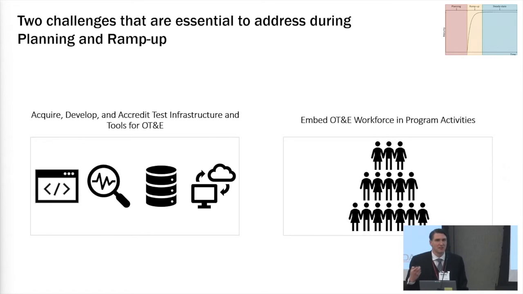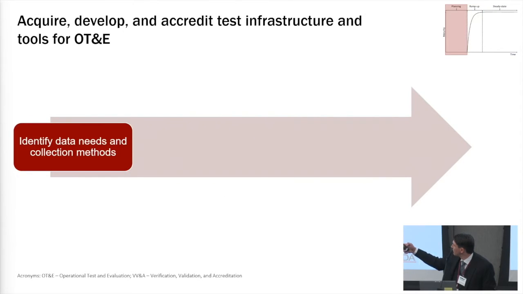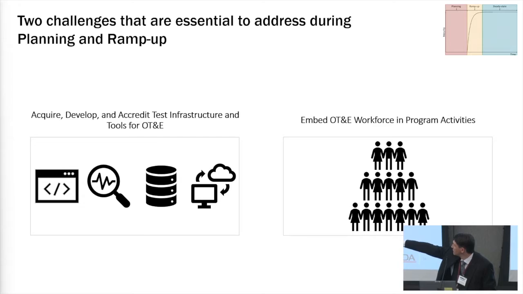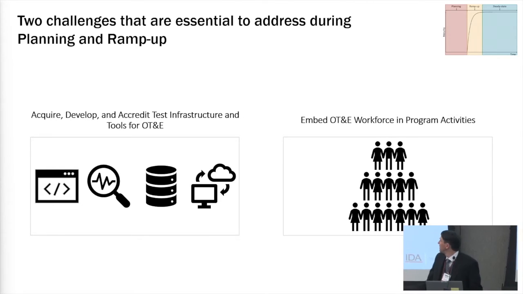So the two challenges in order to make this happen, at least as we see them, are infrastructure. You've got to acquire, develop, and accredit the infrastructure and tools for this OT&E to happen. And then the workforce. You have to actually embed your workforce into the program activities. You can't just come in at the end of everything and say, okay, what do you want us to do? What are you building? What are you getting? You've got to be there with them so that as this thing is changing, because it's rapidly changing, we are there and have seen that as it's going on and understand what testing we need to do to support the decisions to use these systems.